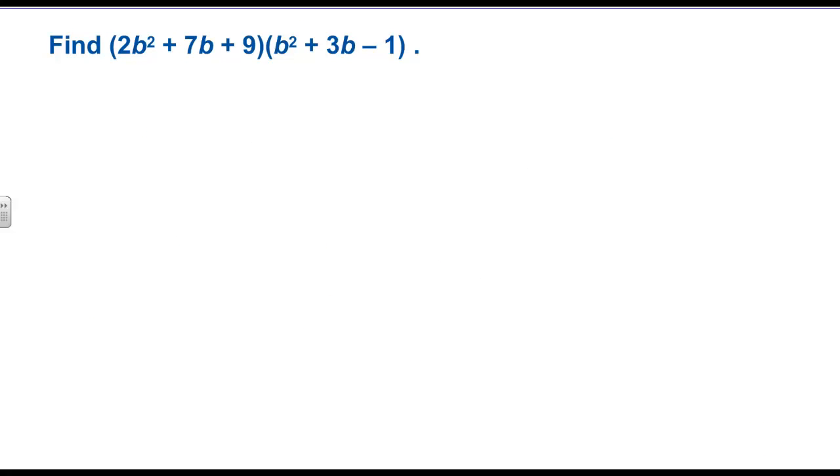In this case, again, we're going to have to multiply every term in the left times every term in the right. So I'm going to do this methodically. I'll go 2b times b squared is 2b to the 4th since I'm adding powers. 2b squared times 3b is 6b cubed. 2b squared times negative 1 is negative 2b squared.